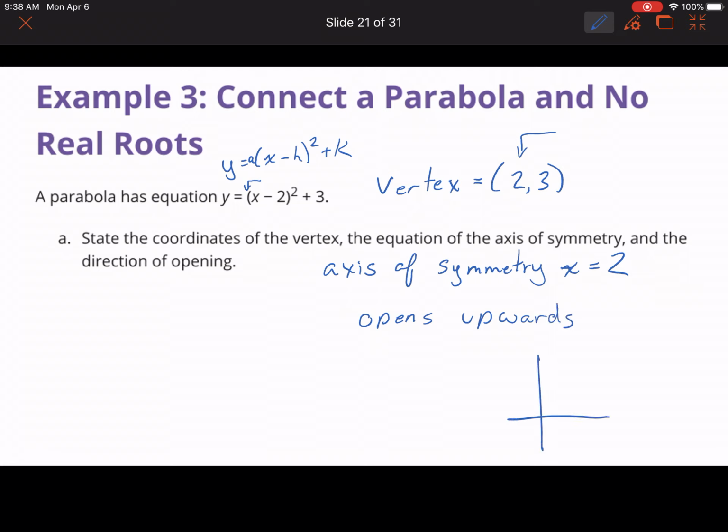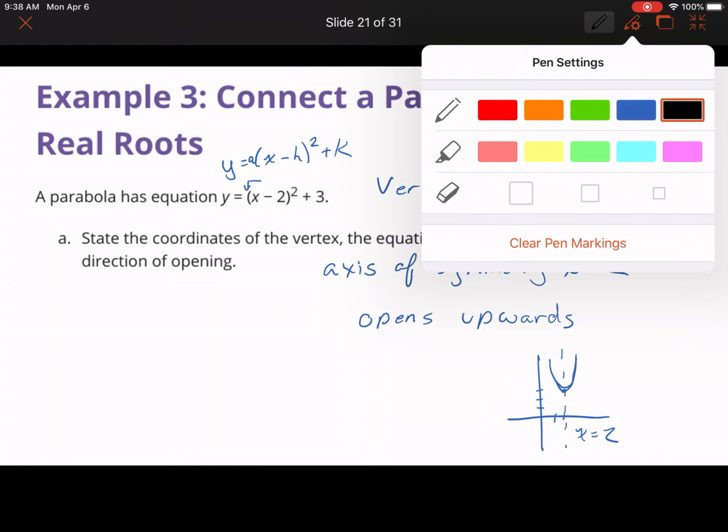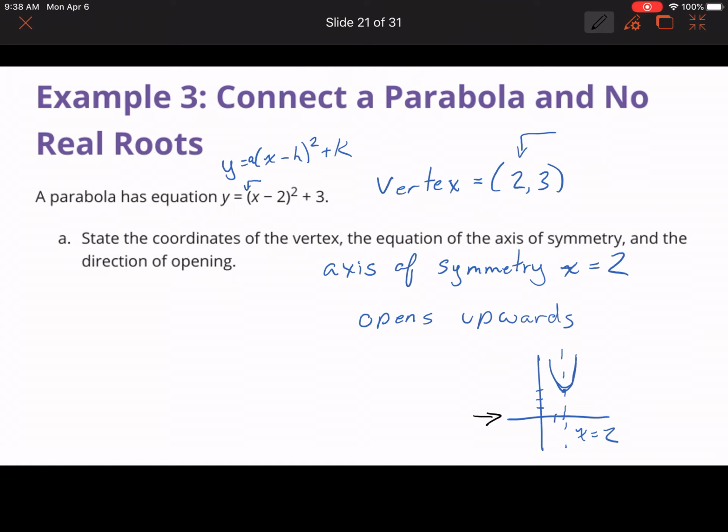So we already know that we are going to have 2, 3 as our vertex, and we know we're going to open upwards, and that our axis of symmetry is x equals 2. So we've already got most of our sketch all ready to go here. So we know from all of this information, since it opens up, since the vertex is above the x-axis and we're opening upwards, we know that it does not cross the x-axis. So there are no real roots in this equation.